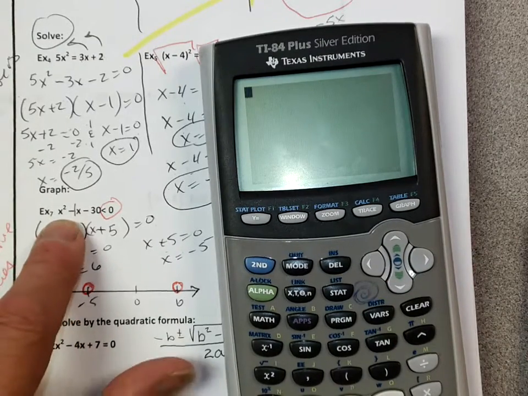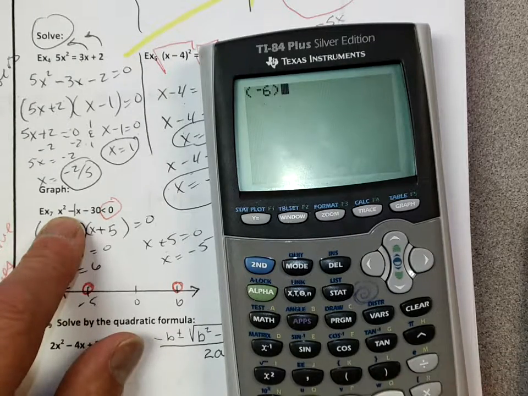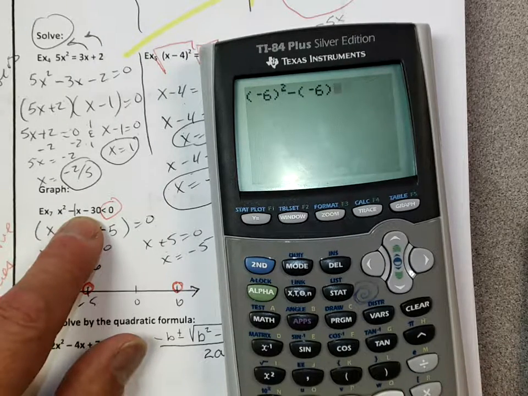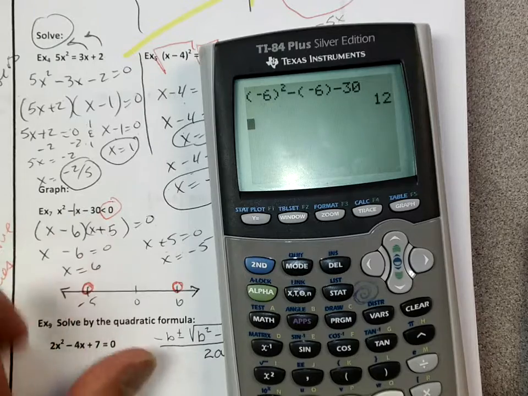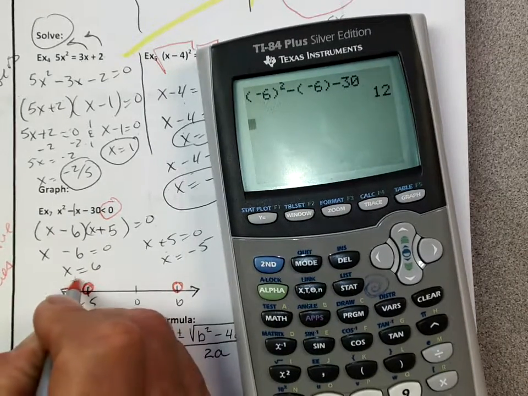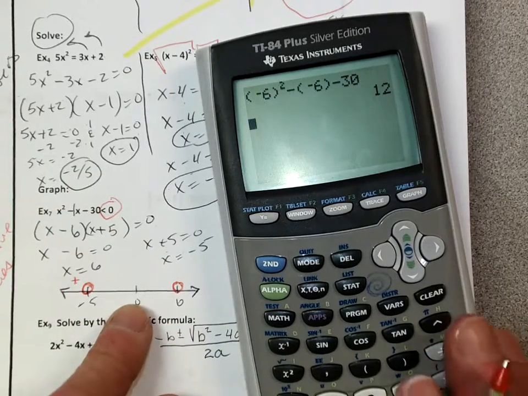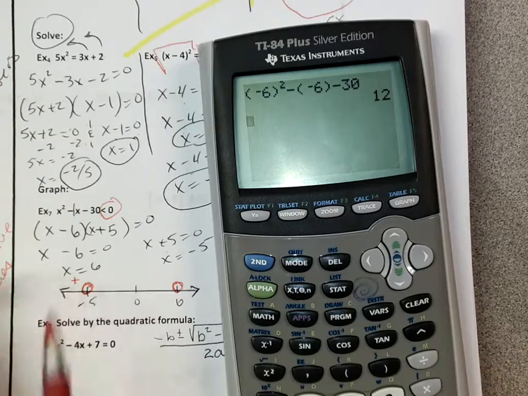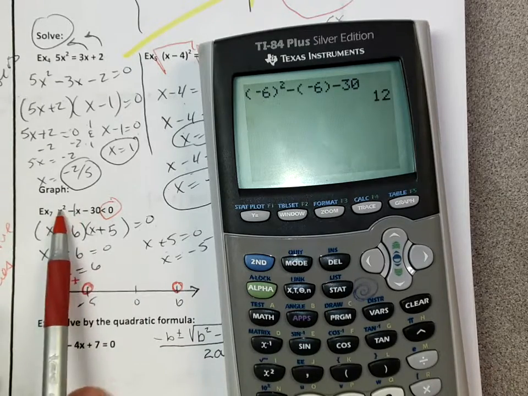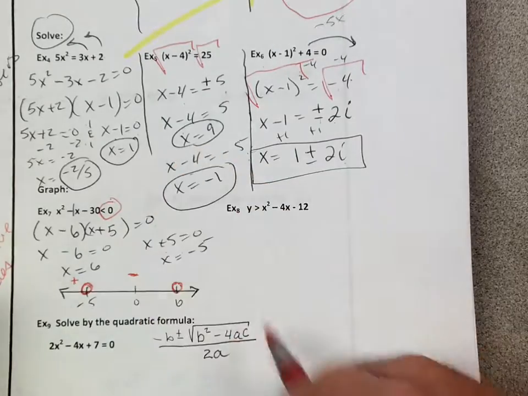So plug negative 6 into the original. Okay, so I'll go parentheses, negative 6 squared minus negative 6, subtract 30, and I get an answer of 12. 12 is positive. So we'll put a little plus here because that's positive. Okay. Test a point in here. How about 0? 0 sounds like the easiest. If I plug in 0, I know I'm going to have negative 30. So that's negative.